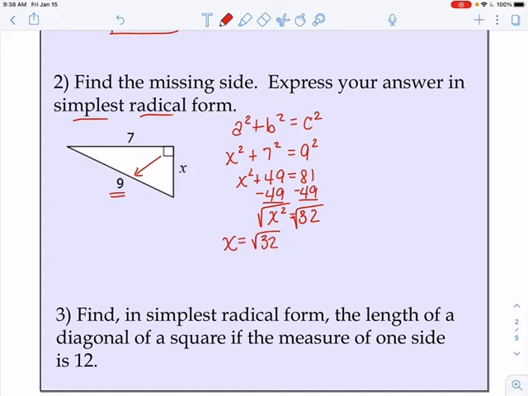And again, when we're simplifying that, we are looking for the biggest perfect square that's a factor of 32. The biggest perfect square that's a factor of 32 is going to be 16. And 16 times what would give me the 32? Just divide 32 by 16. You'll get an answer of 2. And then finally, we can take that square root of 16, it's 4, and then tack on the radical 2. So 4 radical 2 is going to be your final answer there.